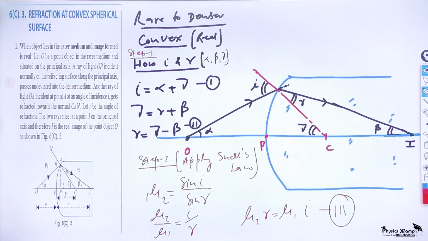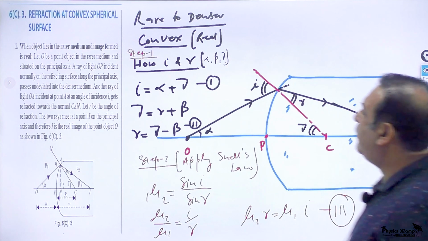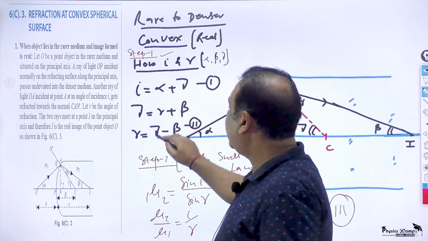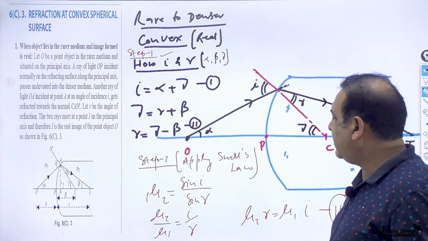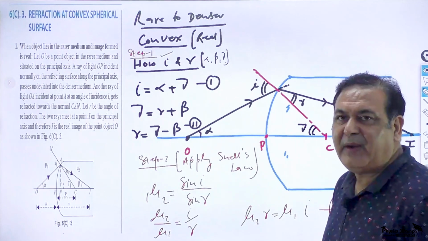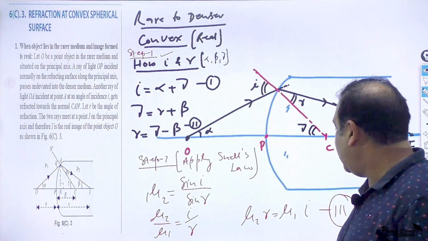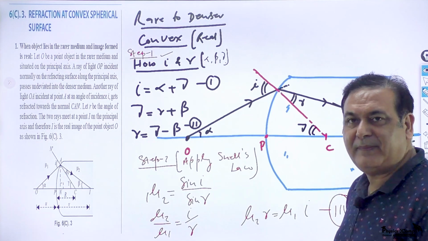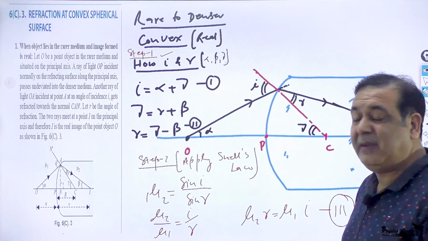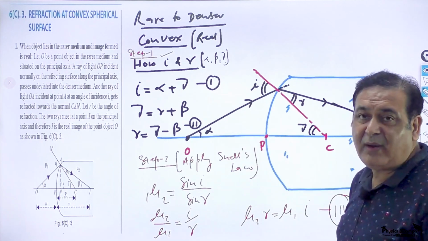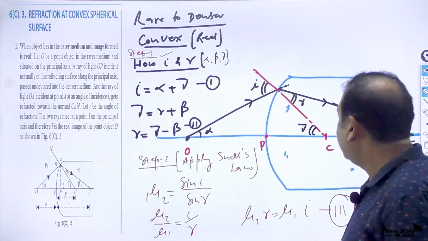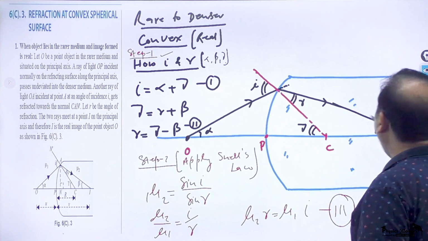So I hope you could get this. Step 1 was get I and R in terms of alpha, beta and gamma. Step 2 is apply Snell's law and get the relation mu2 into R is equal to mu1 into I. And now obviously we have I and R in terms of alpha, beta and gamma. So I write step 3 here.